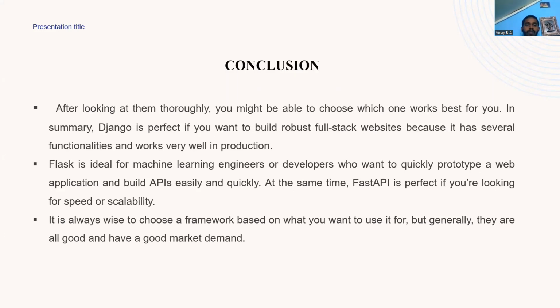Then conclusion: after looking at this, you might be able to choose which is best of these three. In summary, Django is perfect if you want to build a robust full-stack website, because it has several functionalities and works in the world of production. Flask is ideal for machine learning engineers or developers who want to quickly prototype a web application and build APIs easily and quickly. FastAPI is perfect if you are looking for speed and scalability.